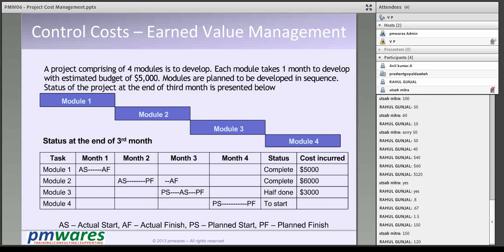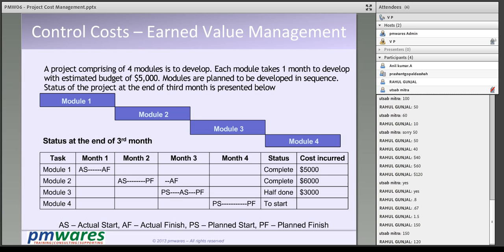We'll do an exercise. In your handout, you have a form. You can fill that. I will explain. A project comprising 4 modules is to be developed. Each module takes 1 month to develop with an estimated budget of $5,000. Modules are planned to be developed in sequence. The status of the project at the end of the 3rd month is presented below.